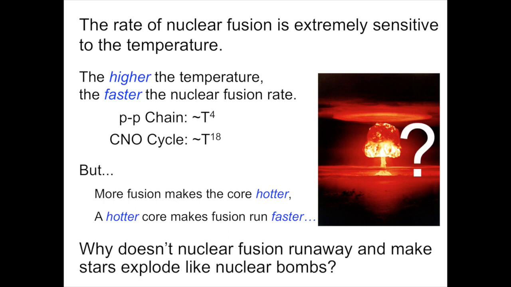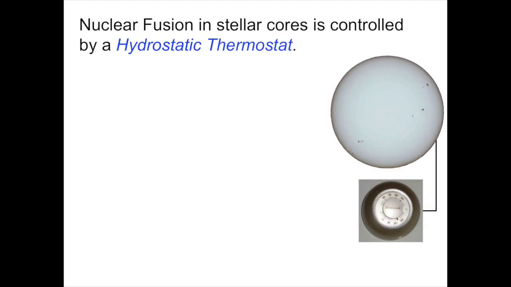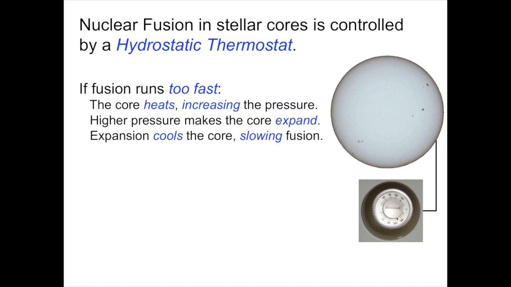This leads to a very important question. Why is it that this nuclear fusion doesn't run away and make the star explode like an enormous nuclear bomb? Why are stars stable and not exploding? The reason is that nuclear fusion inside of stellar cores is controlled by the hydrostatic thermostat. This hydrostatic equilibrium that sets up the core envelope structure also helps to stabilize the star against runaway thermonuclear reactions in its core. It works like this.